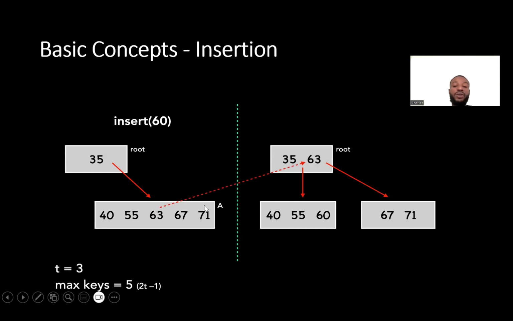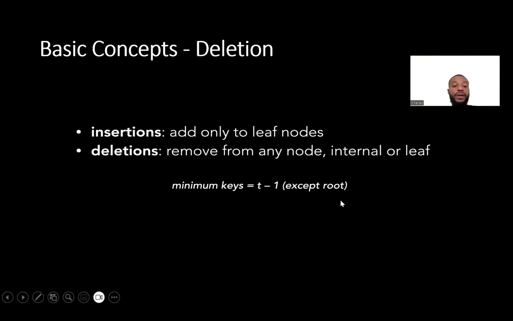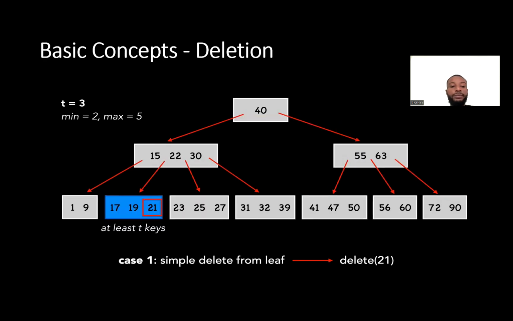We can either use 2-3 or 3-2 splitting. Here we apply 3-2 splitting, and this is the result. It's very simple, as you can see. One thing to know is that insertion is normally done only to leaf nodes. You can insert into internal nodes. And deletion, you can delete from any part of the tree, either an internal or a leaf node.